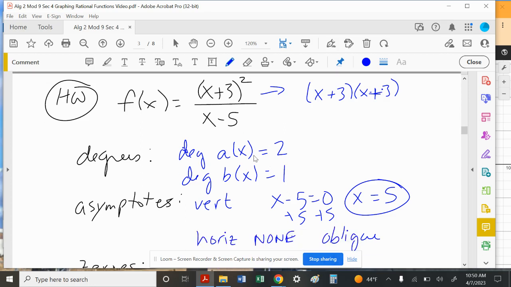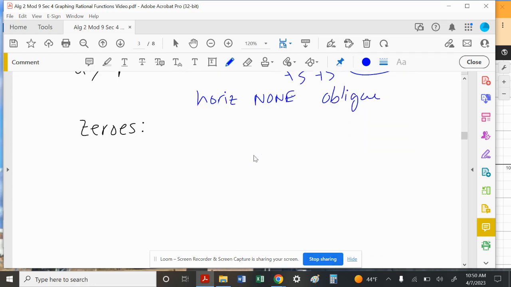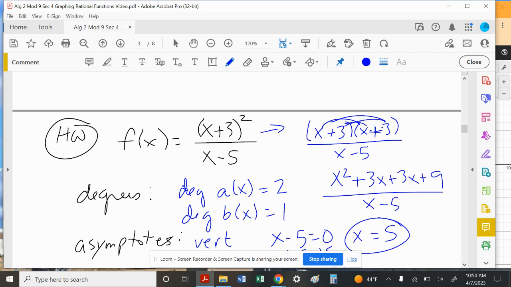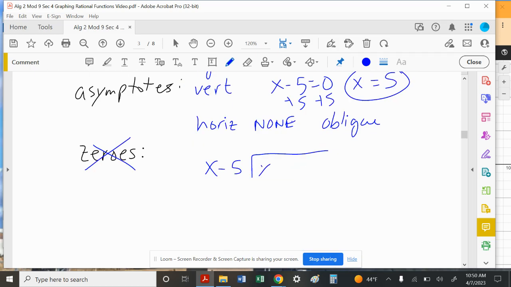So what we would do is divide, and I'm going to cross out the zeros I wrote here because we're going to do the division first. So we're going to do x minus 5 goes into, and now I do have to multiply this out. Notice I have x plus 3 times x plus 3. I'm going to go ahead and multiply that out. I get x squared plus 3x plus 3x plus 9, so that's FOILing, all over x minus 5. So you notice I get x squared plus 6x plus 9.